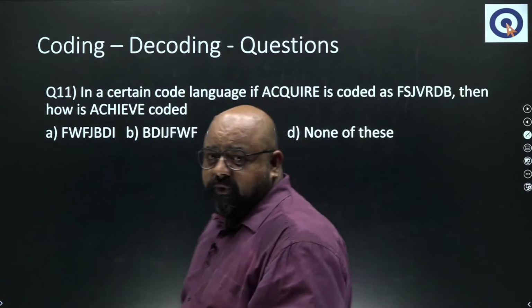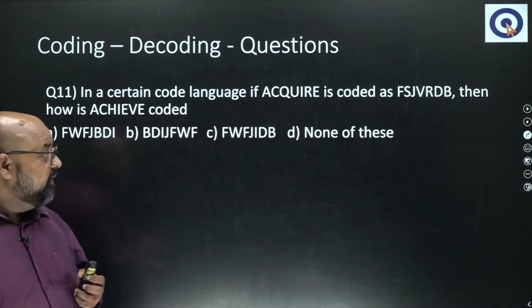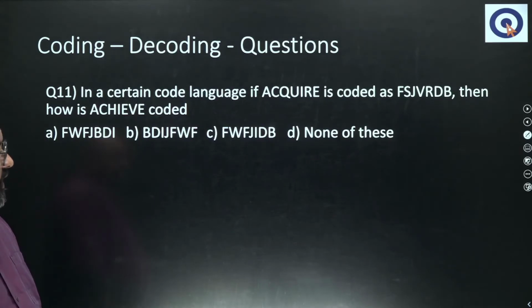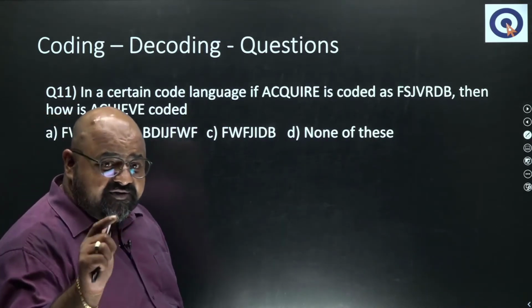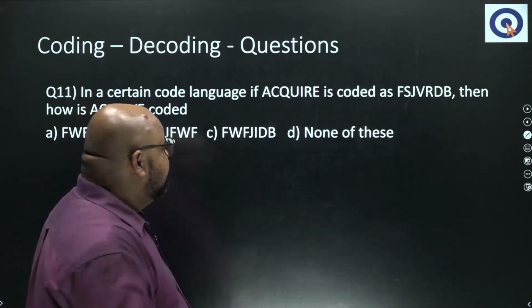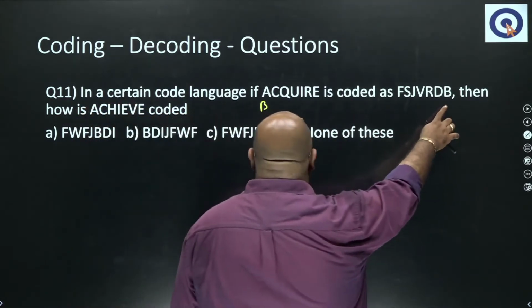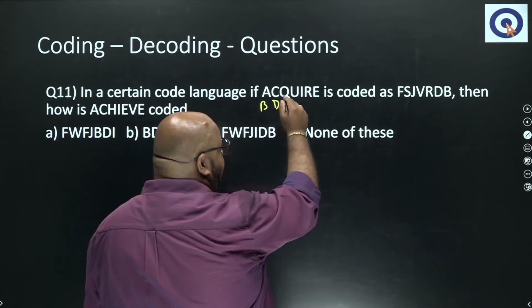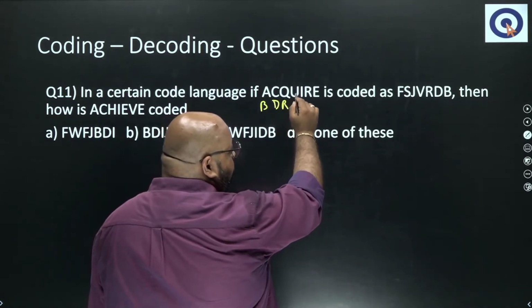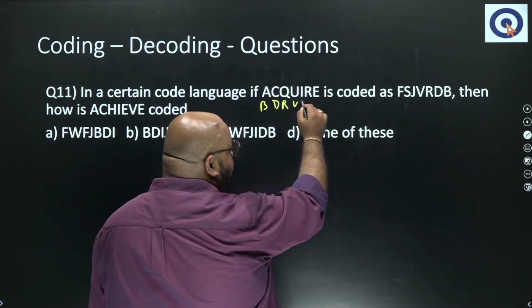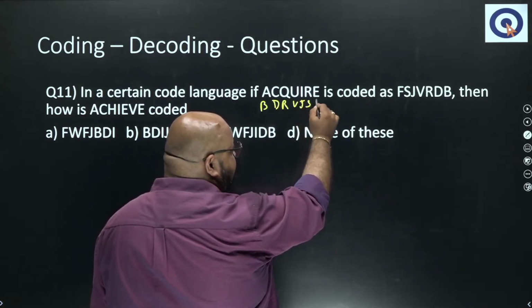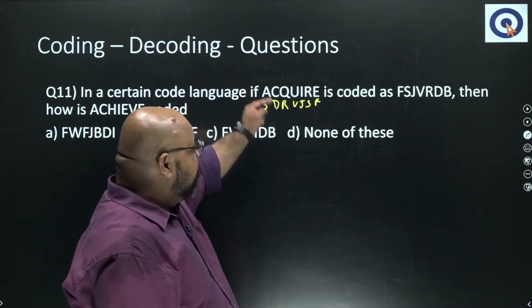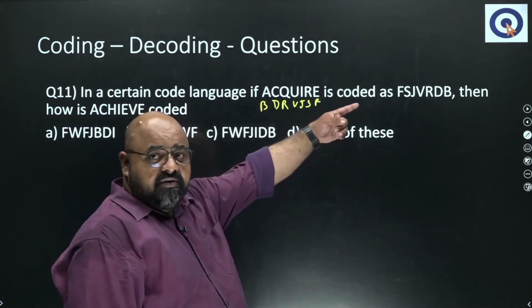For example, acquire being coded as FSJVRDB. What is the code for achieve? Again, as I said, look for alphabets which are close by. The next alphabet for A is B. I see a B here, so this could be happening. For C is D. There is a D as well. So I just continue with that. For Q, the next alphabet is R. For U, it is V. I becomes J. R is S. E is F. So the next values have been taken and the entire thing has been reversed for the code.